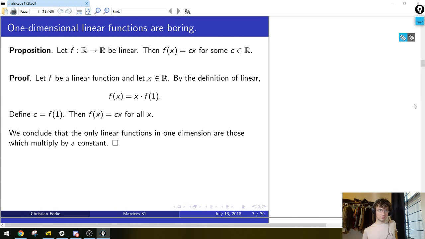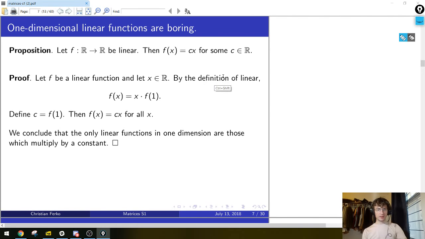Proof. Let f be a linear function and let x be an element of the reals. By the definition of linear, f of x equals x times f of 1. Define c equals f of 1. Then f of x equals c times x for all x. We conclude that the only linear functions in one dimension are those which multiply by a constant.